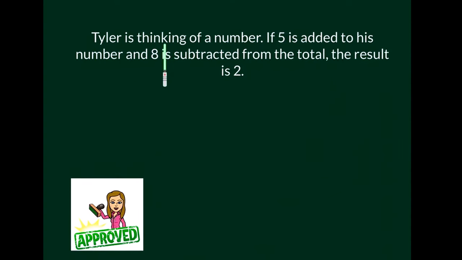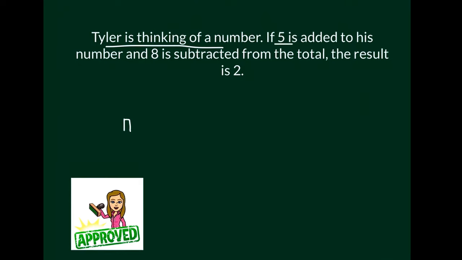Tyler is thinking of a number. If 5 is added to his number and 8 is subtracted from the total, the result is 2. Ooh, I love these puzzle problems. So I'm going to get started by writing out a number sentence or an equation. First, it just tells me that Tyler's thinking of some random number. I don't know that number yet, so I'm going to represent that with a variable n.